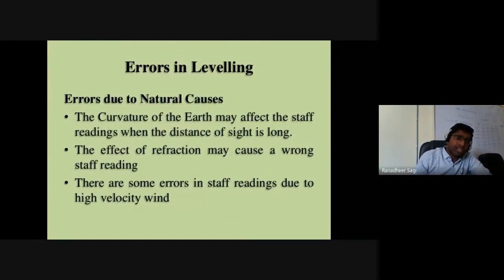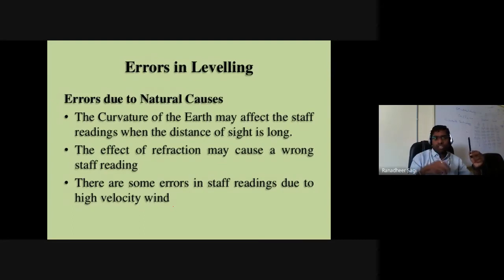Errors due to natural causes. Natural causes, in the sense, as we already talked about in the last class: when the reading is taken on some point by placing the leveling staff relatively far away from your instrument station, we said we come across the effect of curvature and the effect of refraction.